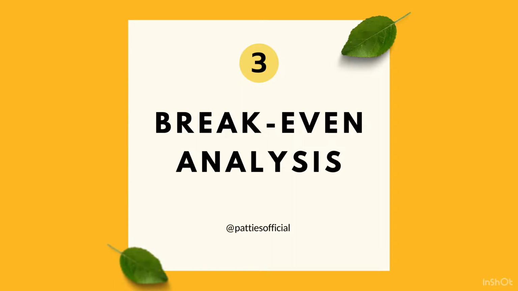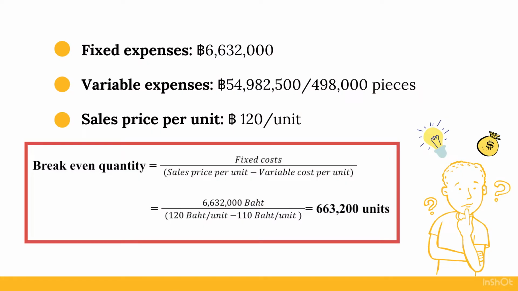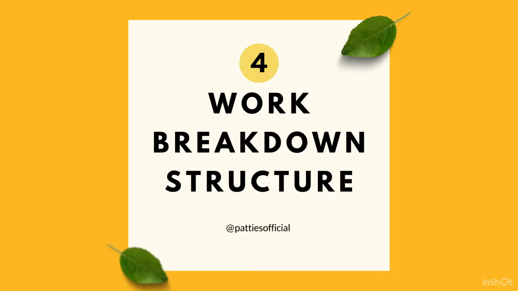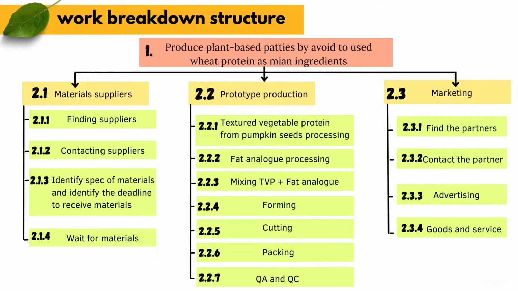For the break-even point, to evaluate it, we need to identify 3 values, including fixed cost, variable expenses, and sale price per unit. And we obtain the break-even point: we need to sell our product around 664,000 units to reach the break-even point. The work breakdown structure is divided into 3 main parts, which are material supplier, prototype production, and marketing.